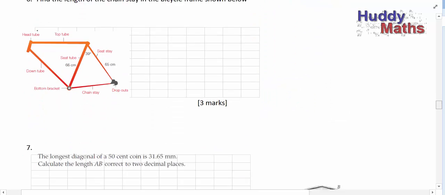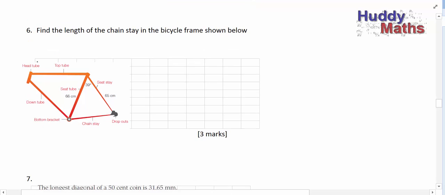Okay, come down now, and let's look at question 6. Got a little question here about a bike frame, so let's have a look at that now. So here, find the length of the chainstay. Well, you've got to read all this. Top tube, down tube. Here it is, the chainstay down there. So let's withdraw from the diagram the piece that we want. So this is 39 degrees, this was 66, this is 65, and let's call it CS chainstay.